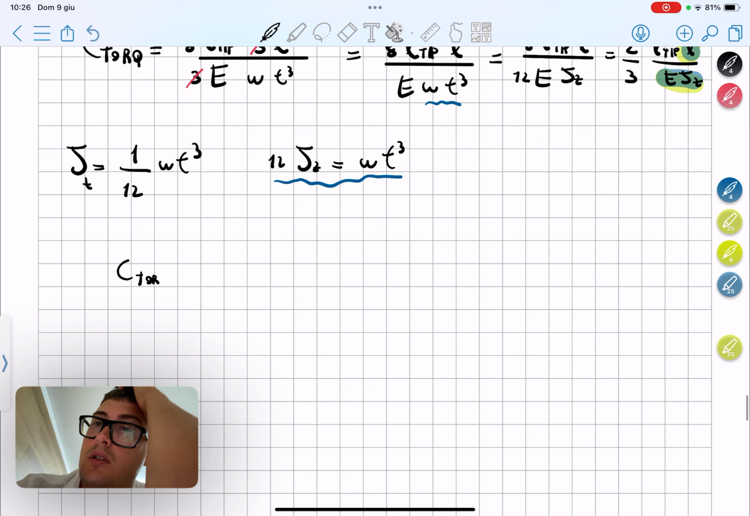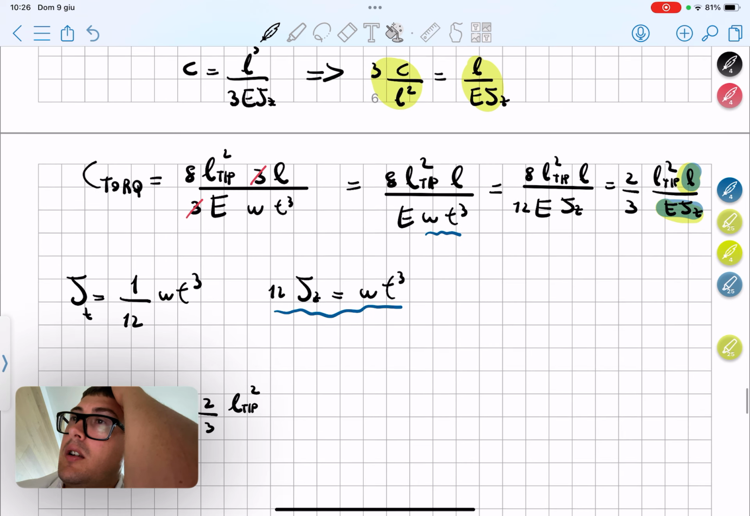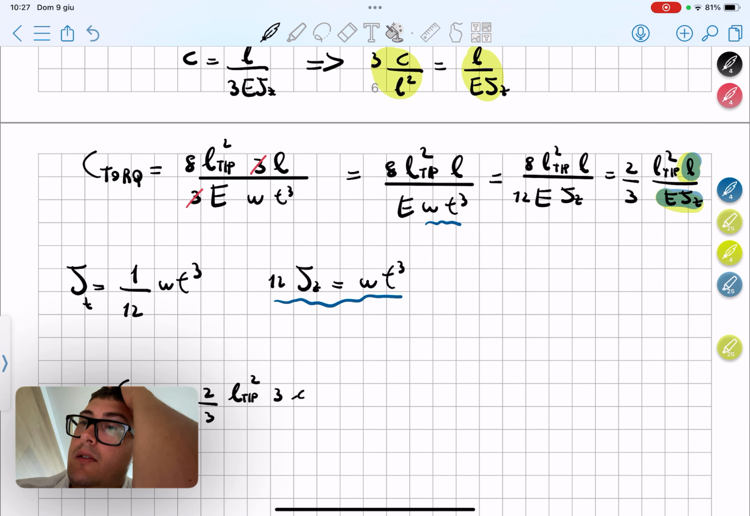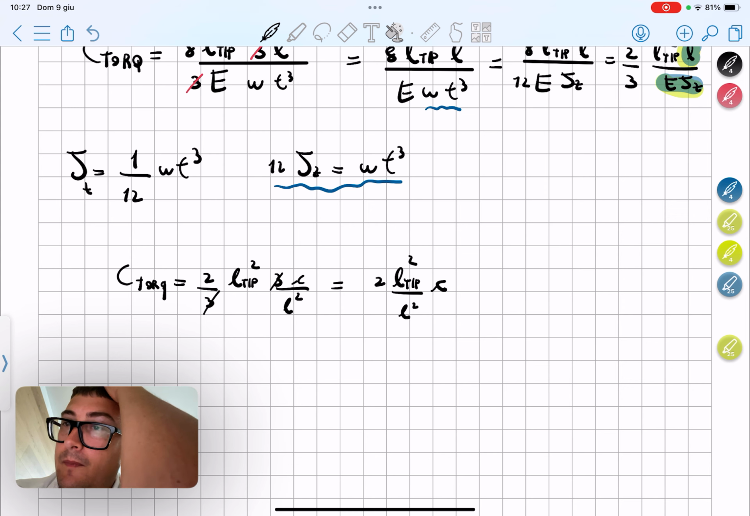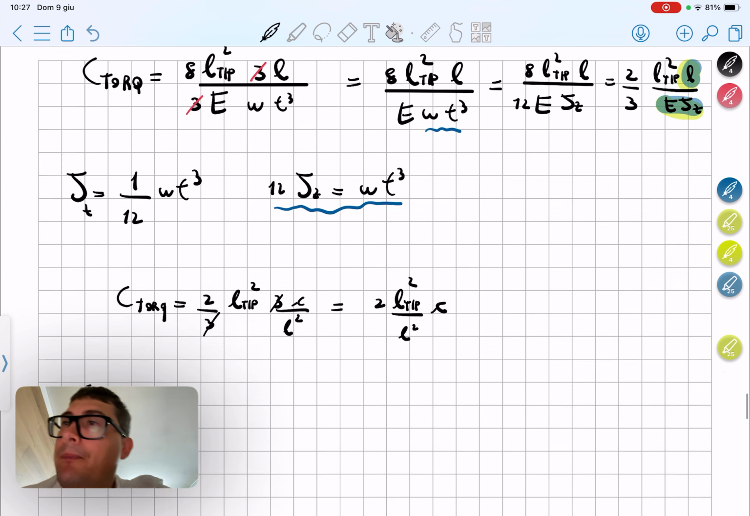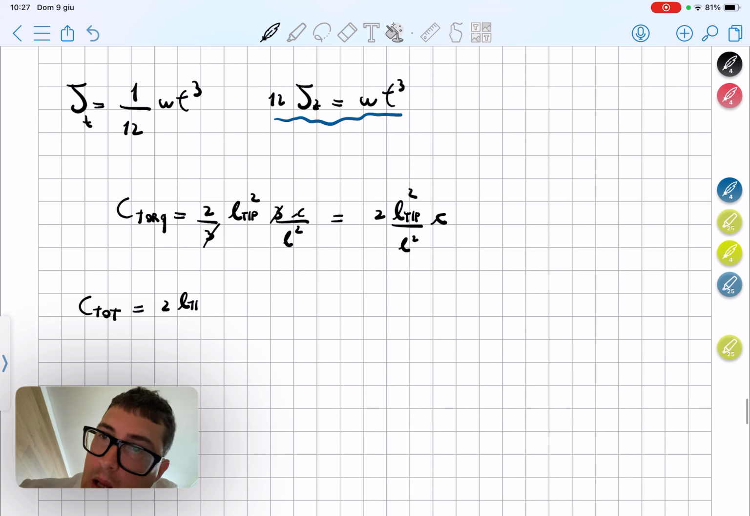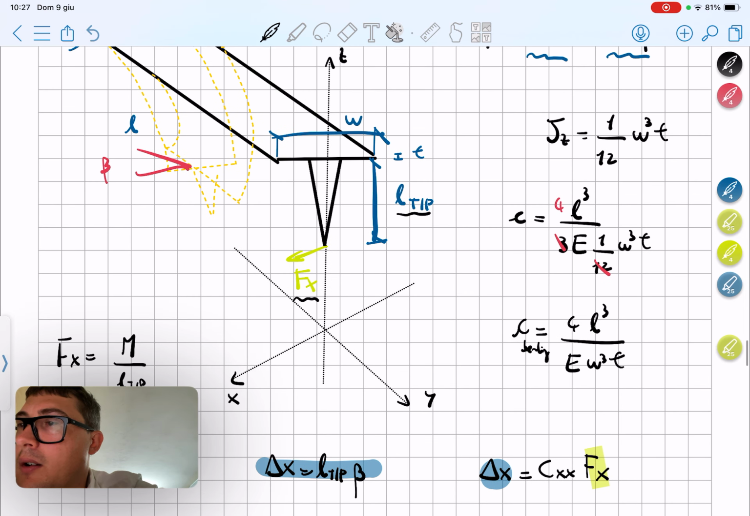So it's C torque is equal to 2 over 3 L of the tip squared 3C L squared. Okay, so 3 goes, and I have 2 L of the tip squared divided by L squared C. Okay, so the C total is equal to 2 L of the tip squared divided by L squared C plus the bending one, which I don't know where.